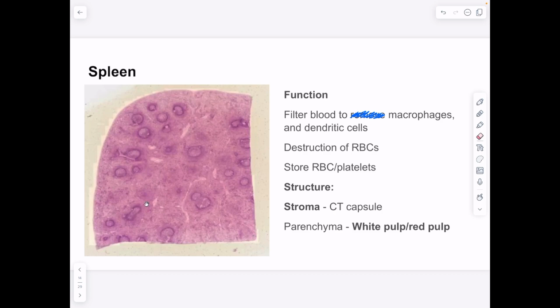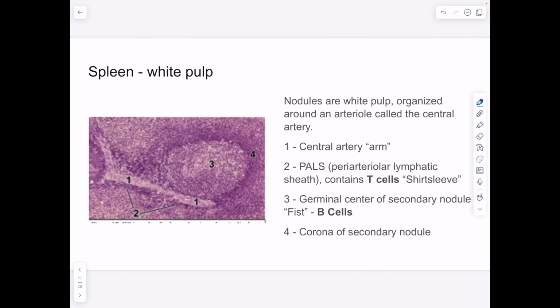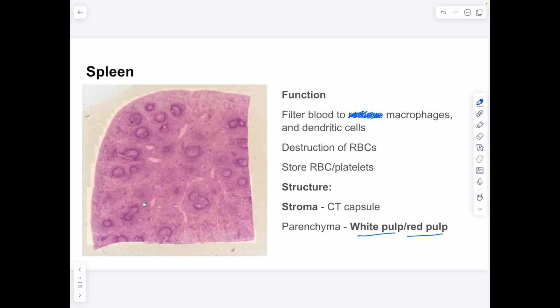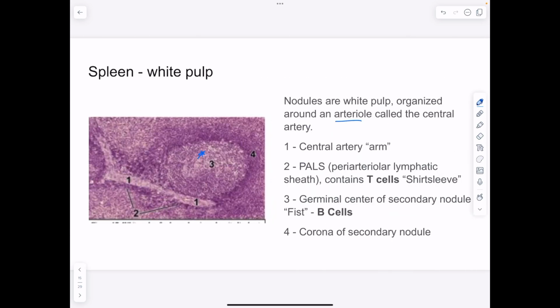In terms of the structure, you have a connective tissue capsule, and then the parenchyma is broken up into white pulp and red pulp. The white pulp are basically nodules that are oriented around an arteriole called the central arteriole. There's going to be multiple of these. We can see one here, in this picture. Here we have a central arteriole, and if you imagine you stick out your arm, that'd be like the central arteriole, which we call the central artery.